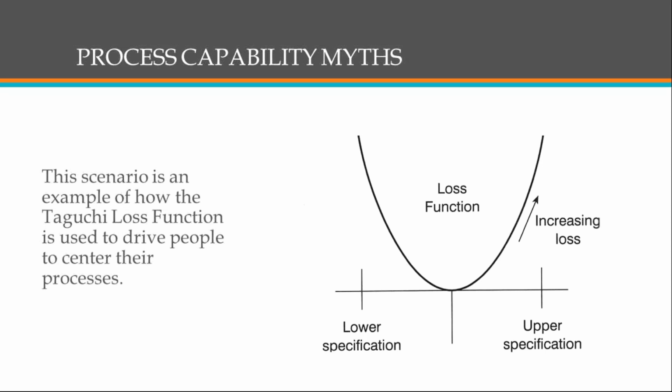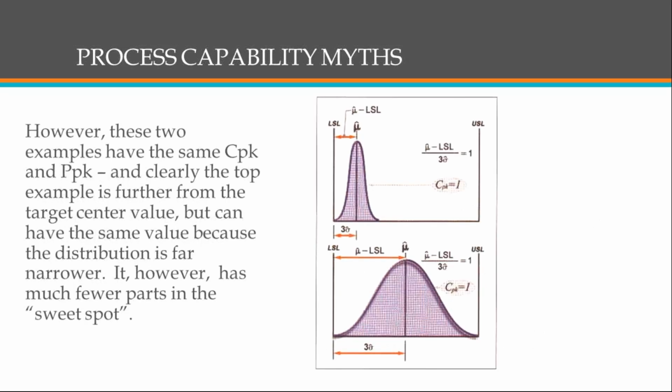If you take a look at these two examples, you'll see that one is nowhere near the center. The other one is nicely centered, but much wider. They both have the same capability value. So even though the top one has the same capability value, none of the distribution falls within the sweet spot, which is actually in the center of the specification. So it does not tell you, just by simply looking at a capability value, whether or not it's more centered or not. It really, as you can tell from here, has nothing to do with that at all.